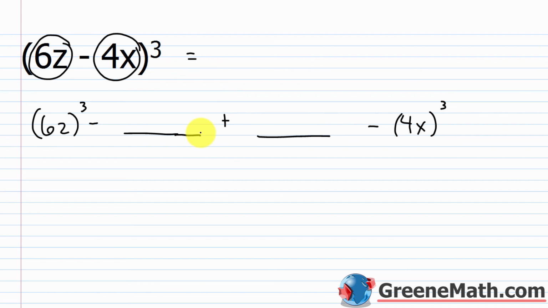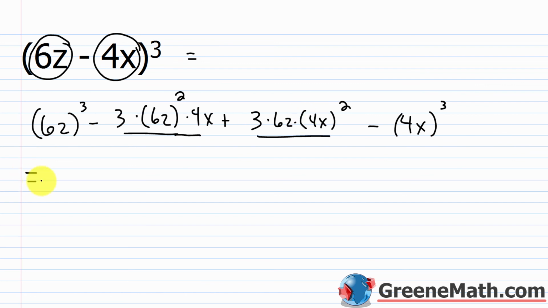And I know that I'm going to have a 3 that's multiplying the two middle terms. Now, in each case, one of the terms, when we talk about the middle terms, will be squared. One of them will not. So I'll have 6z squared times 4x. In this case, I'll have 6z not squared and 4x squared. And that's it. Now we just have to go through and do some calculations.